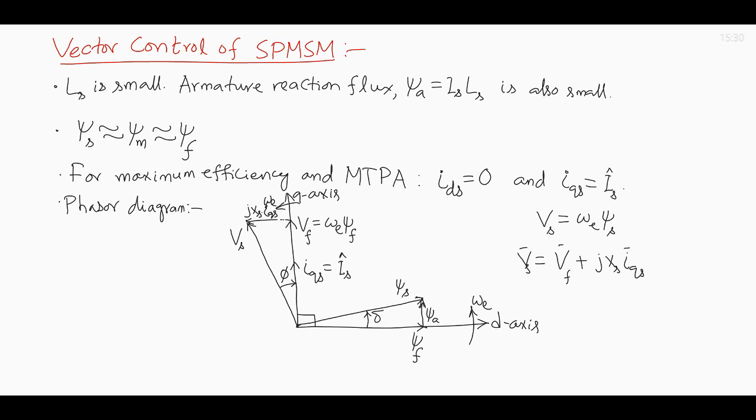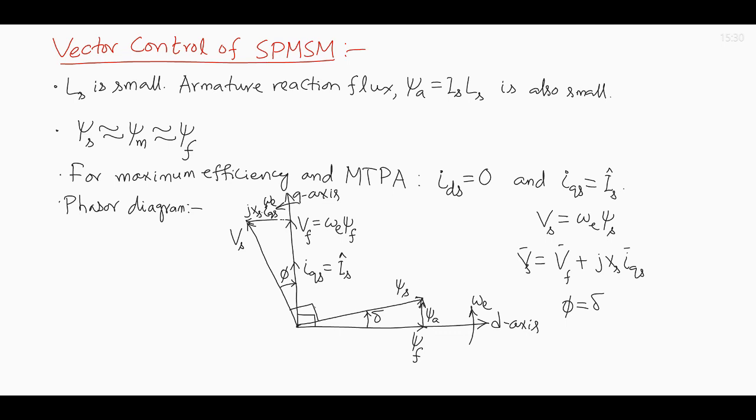So, and also as you can see in this phasor diagram, phi equals delta. Phi is the angle between stator voltage and current, which is shown here, and delta is the angle between psi s and psi f. Vs is at right angle to psi s and Vf is at right angle to psi f. So, phi equals delta.